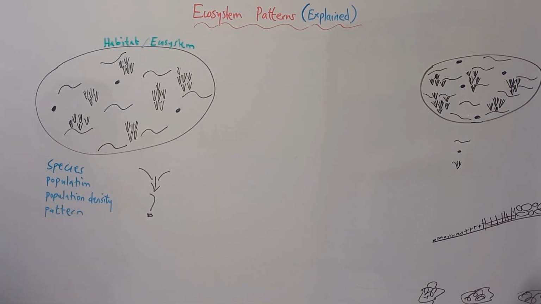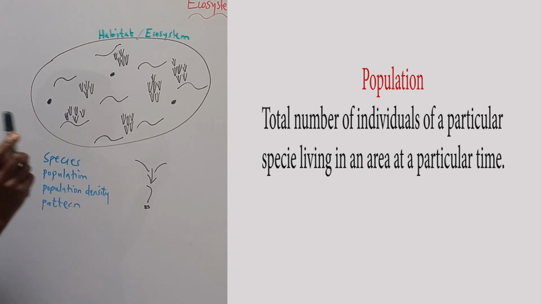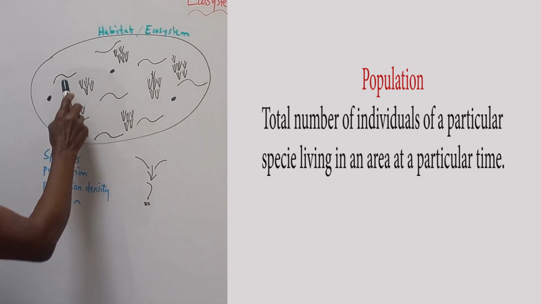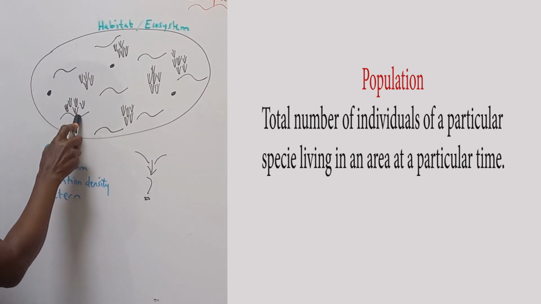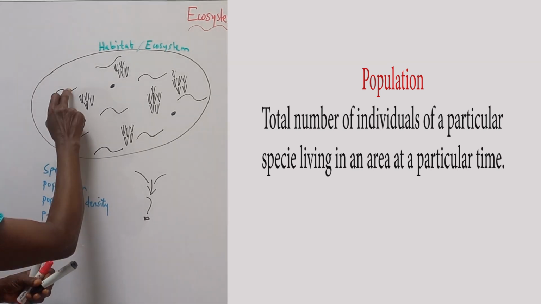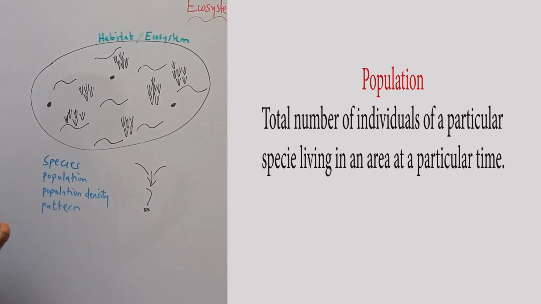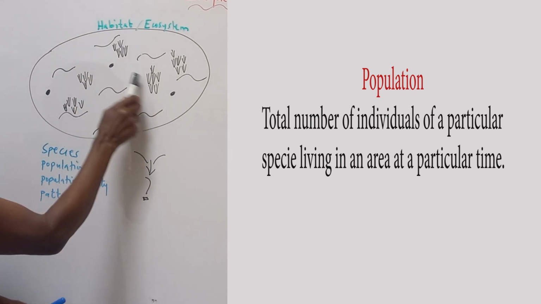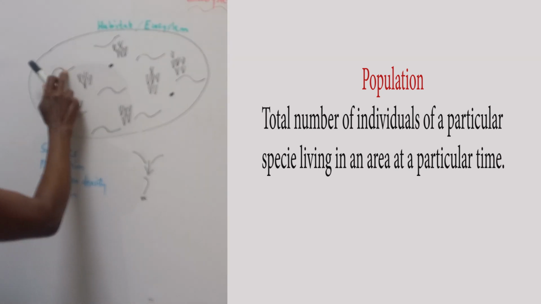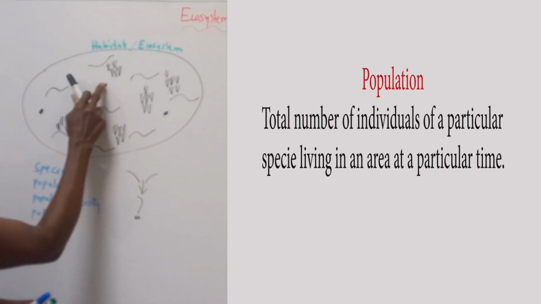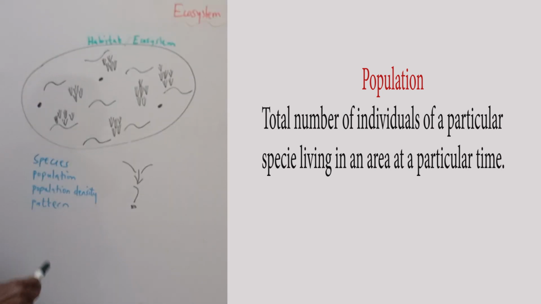Now, what about population? Population is the total number of individuals of a particular species. So I have this individual. They form a species. The population is the total of all these in this area at a particular time. You can count all of them in this area at a particular time. That's the population. So we have the population of this one, the population of these ones, and the population of these ones.